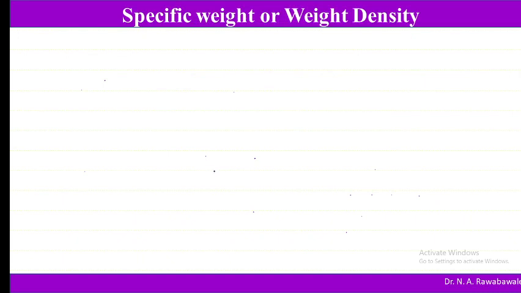Next, coming to specific weight or weight density. Just like mass density or density, weight density is sometimes referred to as specific weight. This is represented by small w or omega.